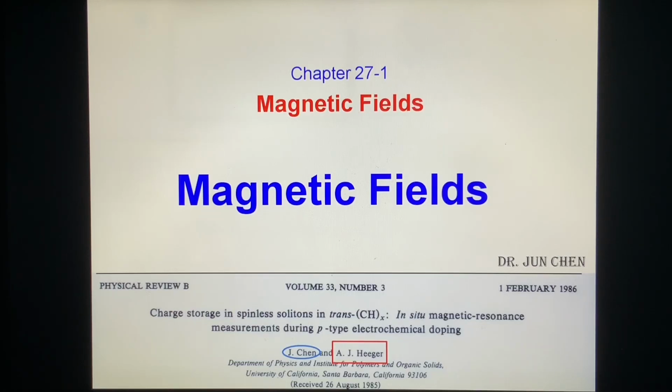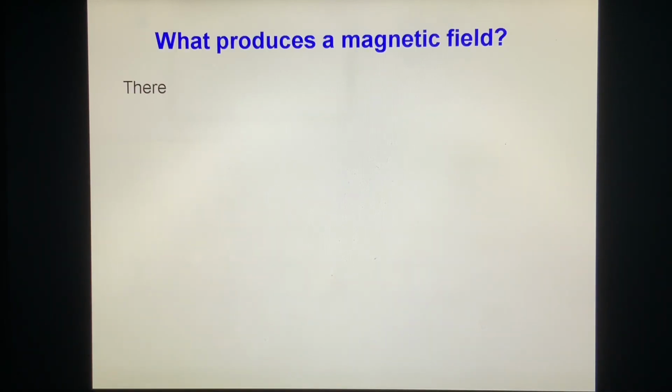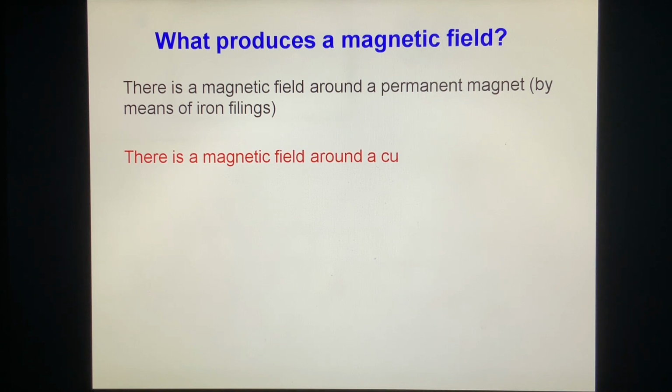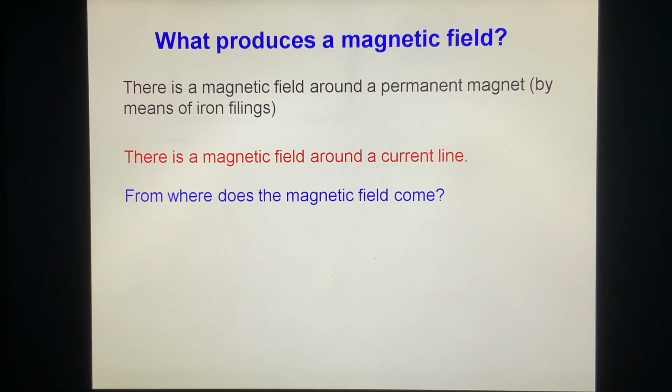Magnetic field. What produces a magnetic field? There's a magnetic field around a permanent magnet. There's a magnetic field around a conducting current. From where does the magnetic field come? The answer is, it comes from moving charge, current.